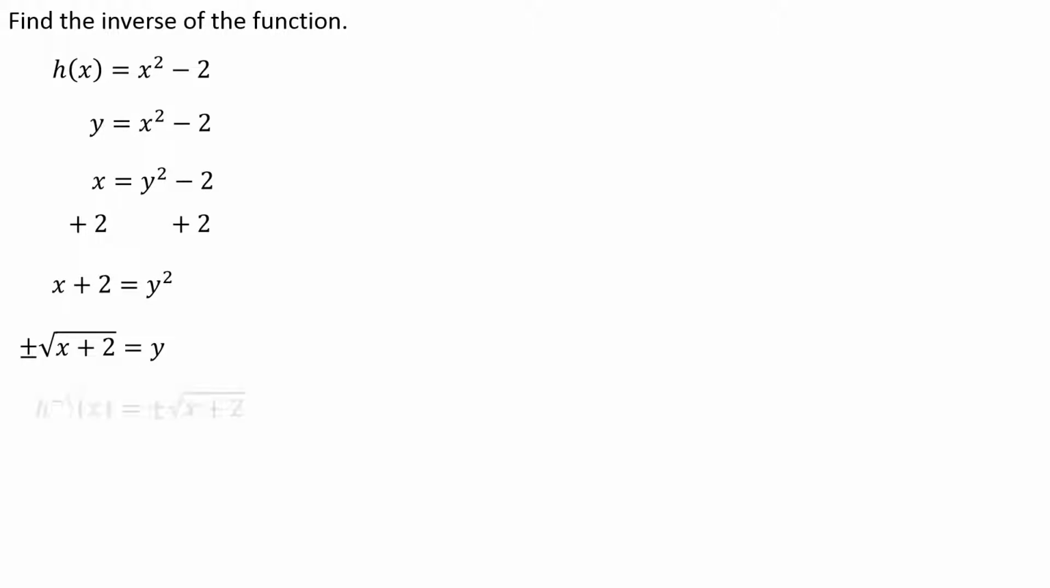Again, you're saying, hey, it's pretty easy. Let's make it y equals x squared minus 2. Swap the x and the y. Solve for y, so we'll add 2. Remember, when we take the square root, we've got to put the plus or minus there. Rewrite it as an inverse function. And you're saying, oh, this is all a piece of cake. Let's get to the assignment.